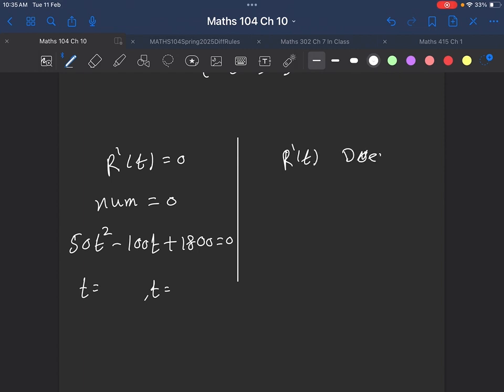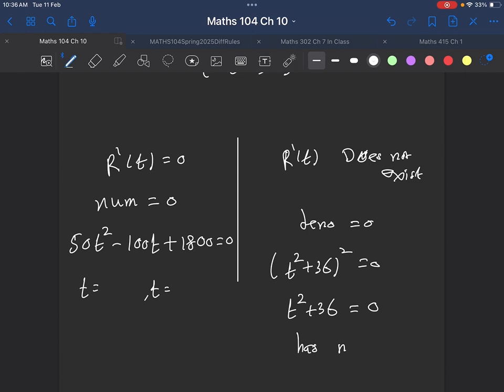And then we have r prime of t does not exist, which means the denominator equal to 0. Now, what is in the denominator? It was (t squared plus 36) squared equal to 0, which means t squared plus 36 equal to 0, and this has no real solution.